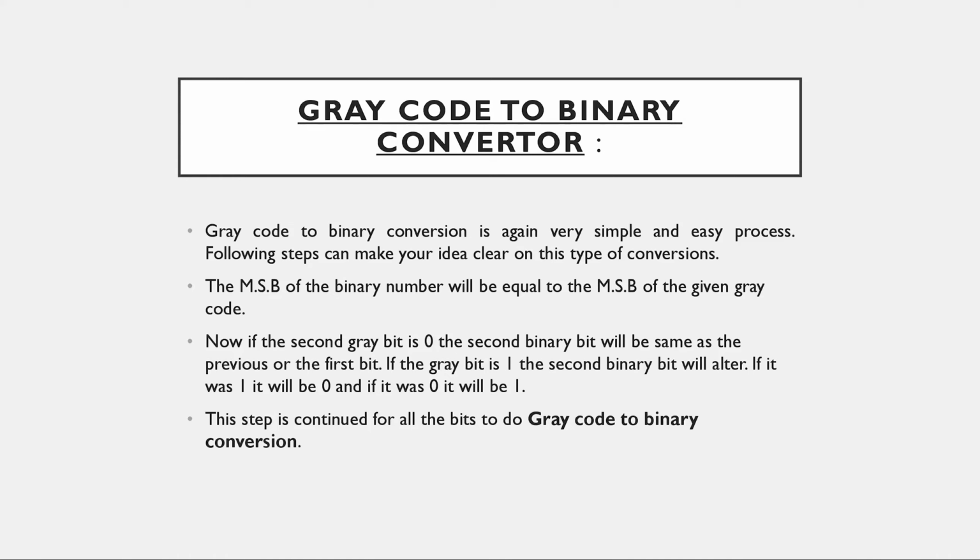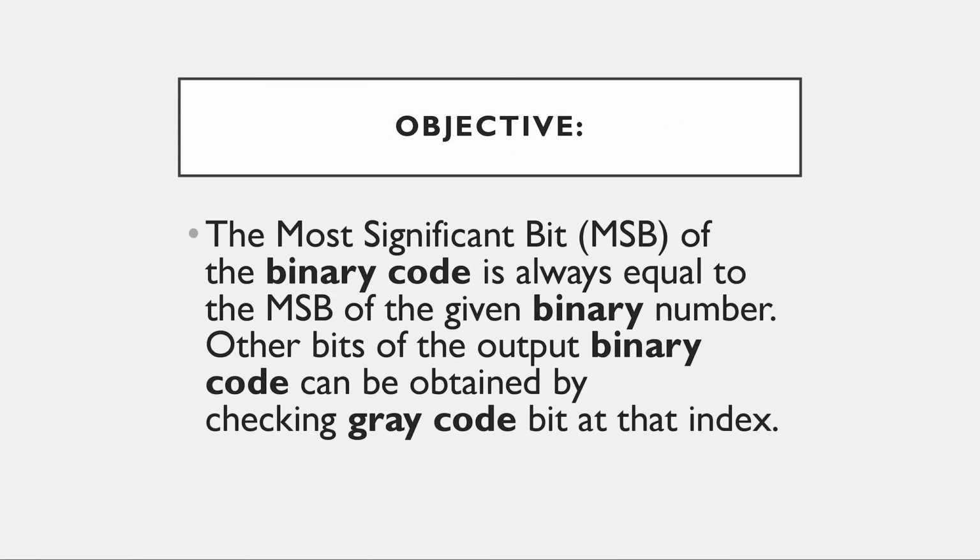Now, if the second gray bit is 0, the second binary bit will be the same as the previous or the first bit. If the gray bit is 1, the second binary bit will be altered. If it was 1, it will be 0, and if it was 0, it will be 1. This step is continued for all the bits to do gray code to binary conversion.